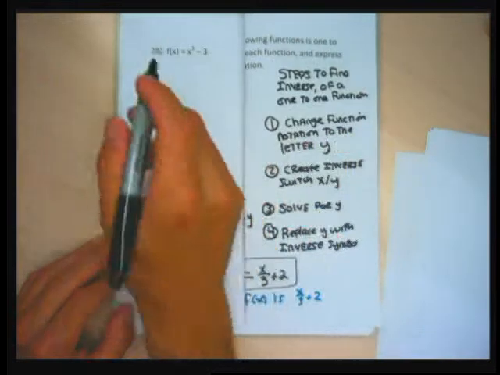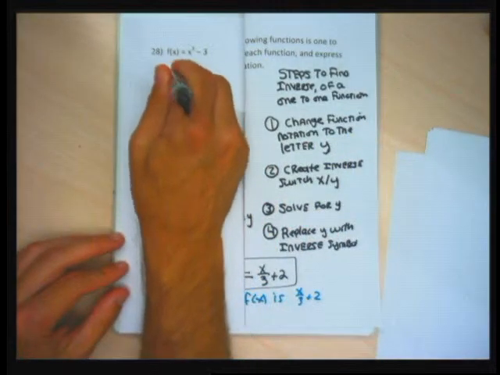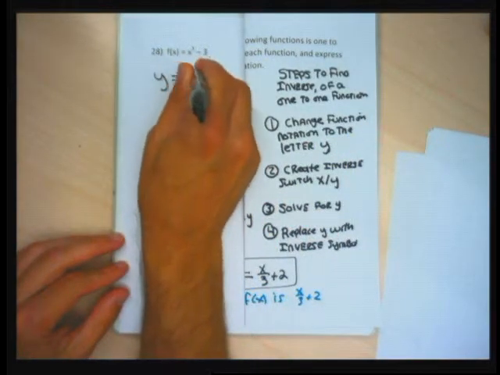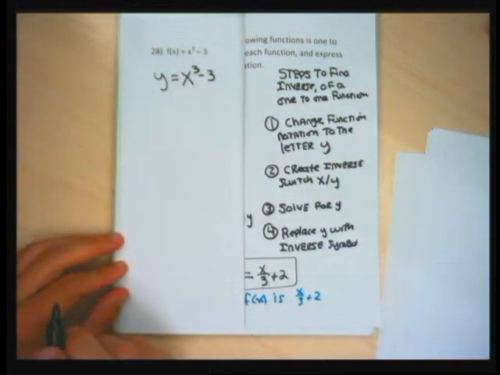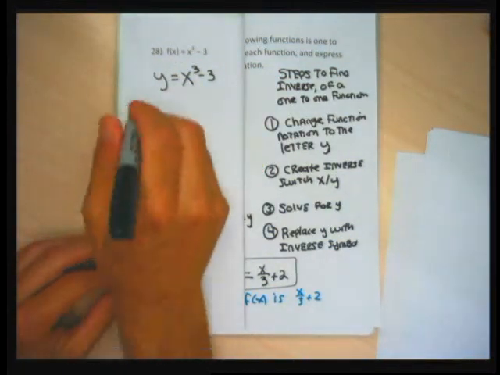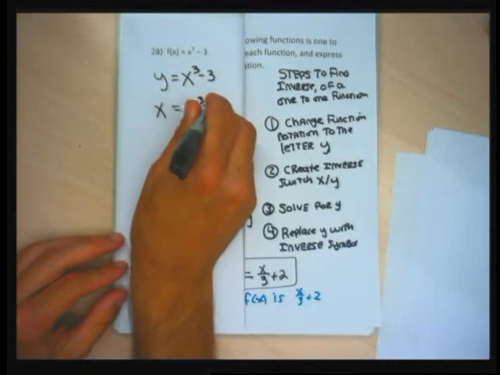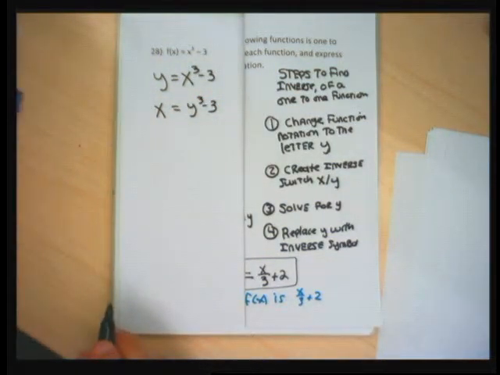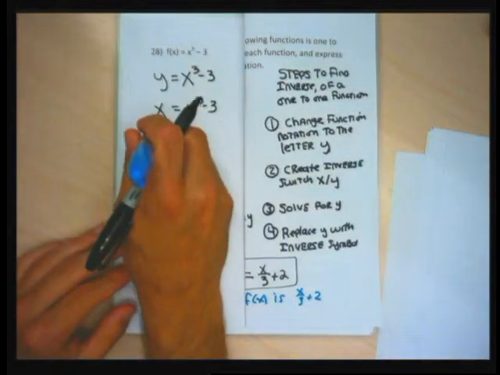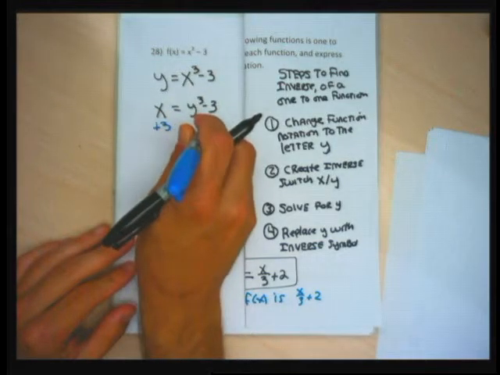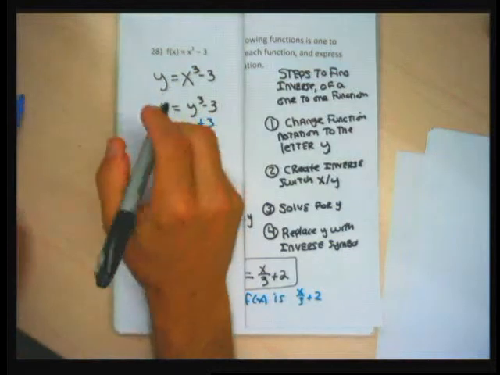Step 1, change the function symbol to a y. I get y equals x cubed minus 3. Step 2, switch the x and y. I get x equals y cubed minus 3. Step 3, solve for y. I'm going to add 3 to both sides and get x plus 3 equals y cubed.